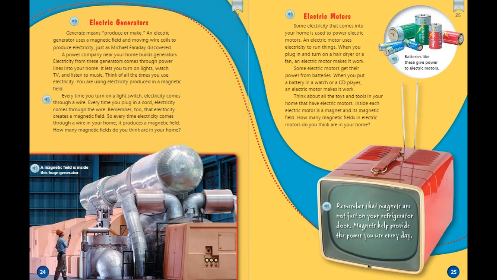Captions are often used to summarize the important information. I'm sorry, I'm having an issue today. Captions are often used to summarize the information presented in an article or photograph. Look back at the captions on page 21. What do they tell you about magnets?